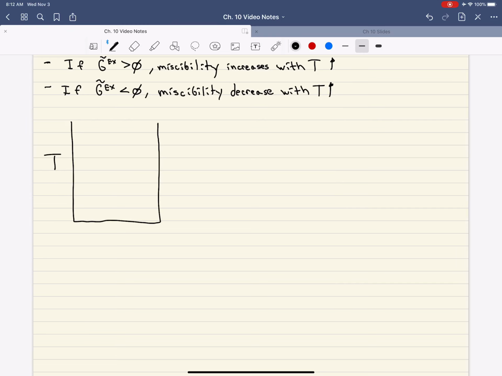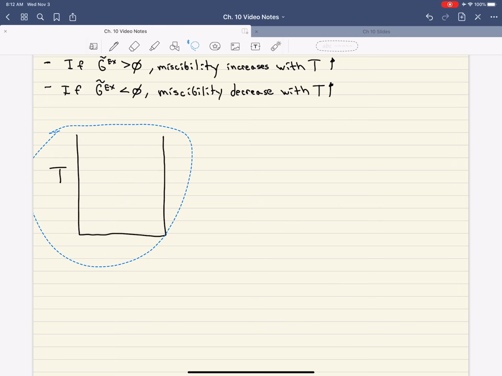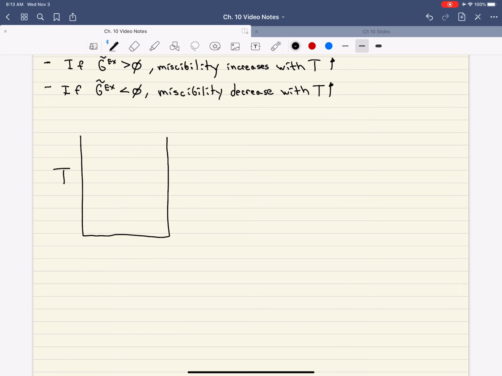So let's look at the case where the excess molar Gibbs energy is positive. All right. And so let's say we start off at a very high temperature, somewhere up here. So at this high temperature, the mixture is going to be in one phase. If you made a solution, it would just look pretty uniform throughout the entire mixture.